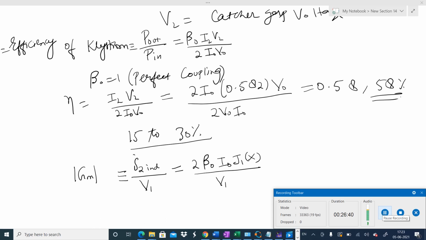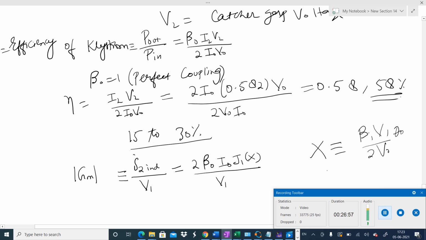Now if you recall, when I defined the bunching parameter x as beta I, the coupling coefficient of the buncher gap, divided by 2 V naught theta naught.